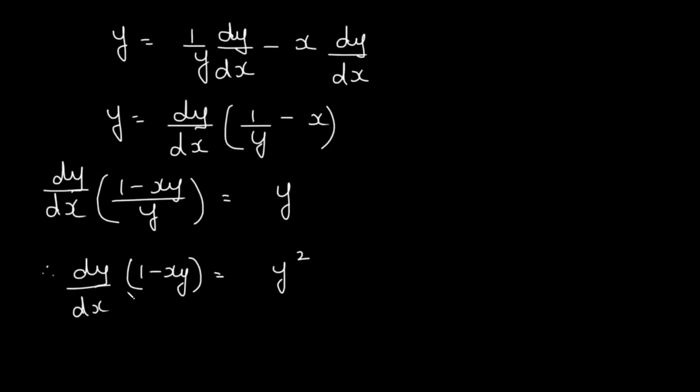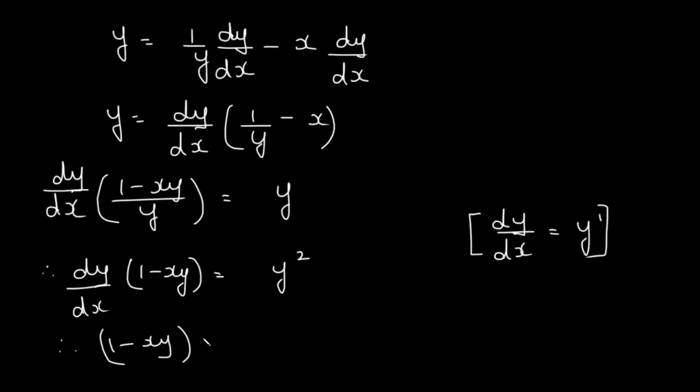Now if you remember what I told you in the previous lecture, dy by dx can also be written as y dash. So dy by dx is equal to y dash. So this can be written this way. Here we substitute dy by dx as y dash, and therefore we are going to get (1 minus xy) into y dash, instead of dy by dx, is equal to y square.